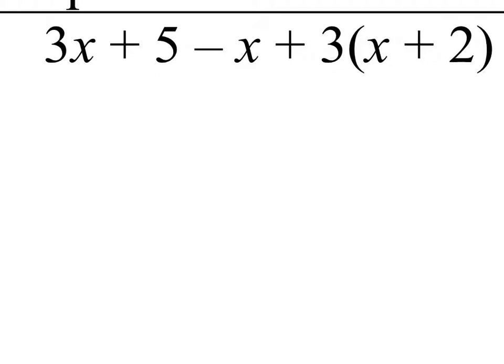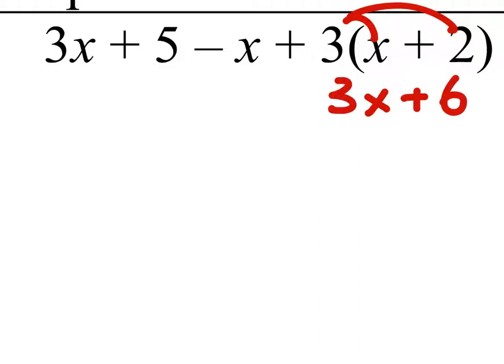Exponents. Are there any exponents? No, there aren't. So we've got to move on to multiplication and division from left to right. I've got a multiplication right here, 3x, but I can't simplify that any further either. And then I've got 3 times this x plus 2. So I will need to use multiplication. What property do we use to multiply these? Distribution. So I've got 3 times x and 3 times 2. That's a 3x plus a 6. The rest remained the same.